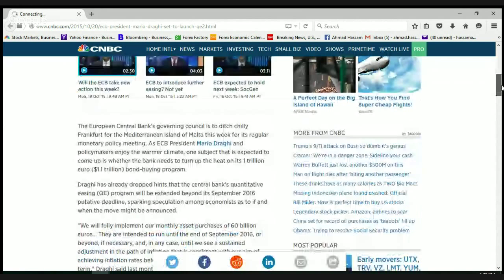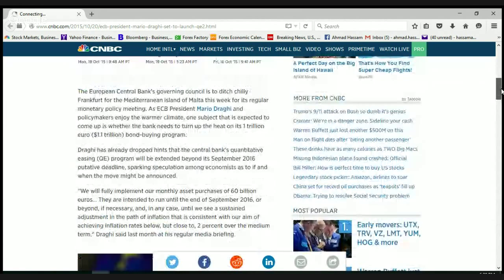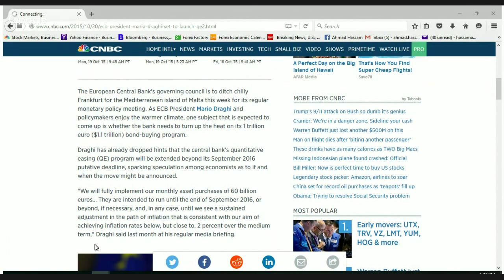Now, QE means quantitative easing. Quantitative easing means you flood the market with more euros, just like the Federal Reserve did in the US economy. They flooded the market with cheap dollars, kept the interest rate almost zero. It is just like that. You fully implement monthly asset purchases through September 2016 putatively. So this meeting is important, and until then, I don't believe euro dollar is going to make much movement.